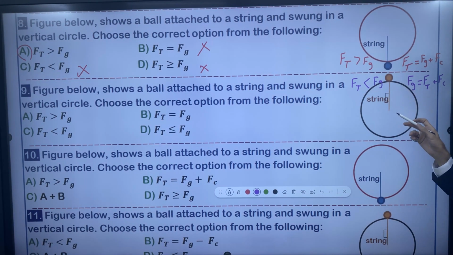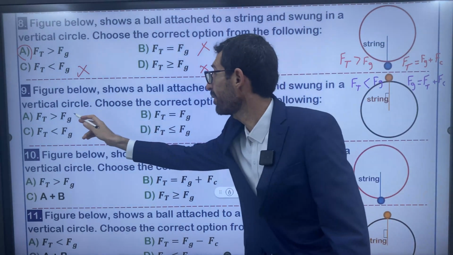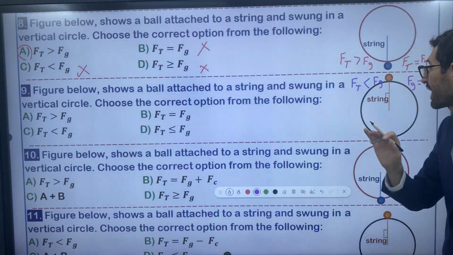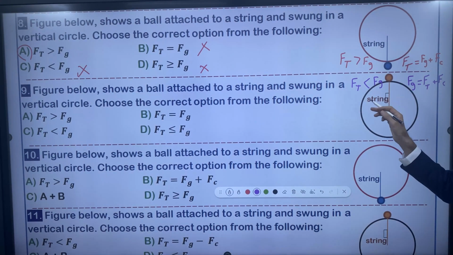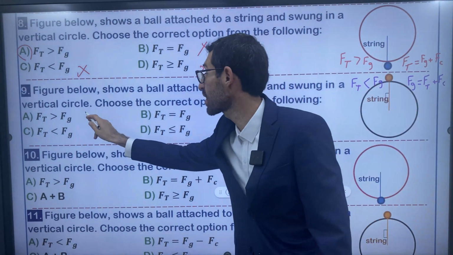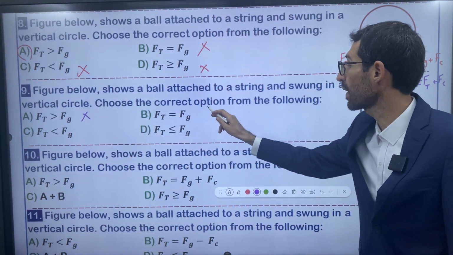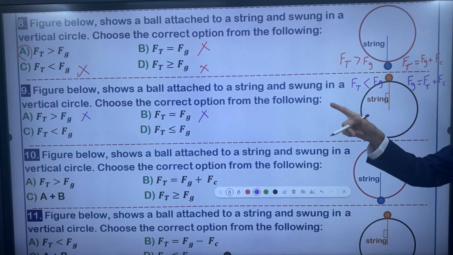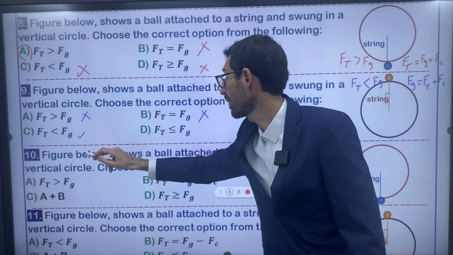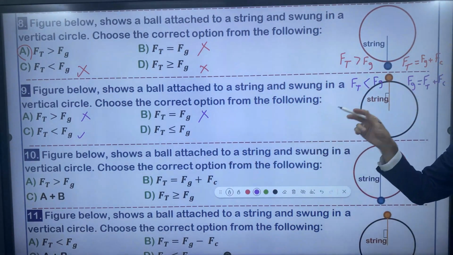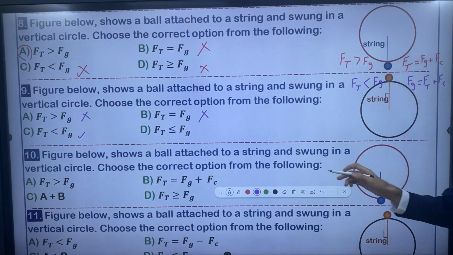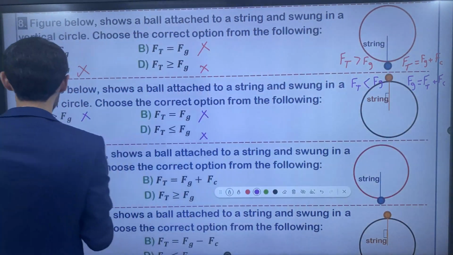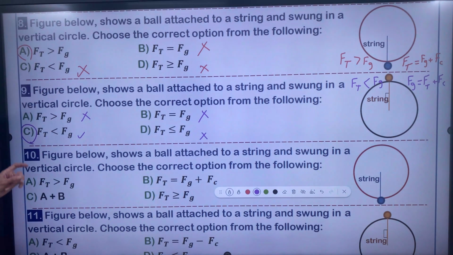The ball is located at the top of the path. Let me read the options. A, Ft is greater than Fg. No, it's wrong. At the top, Ft is less. We don't believe this one. B, Ft is equal to Fg. It's wrong. C, Ft is less than Fg. It's right. It's true. D, Ft is less than and equal to Fg. No, it's not true. So only C is true, right?